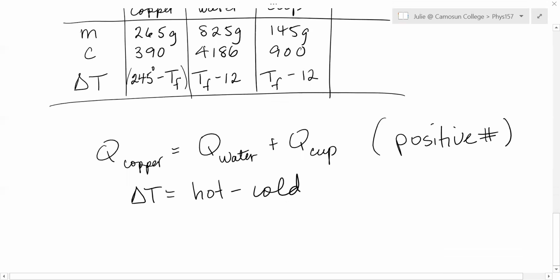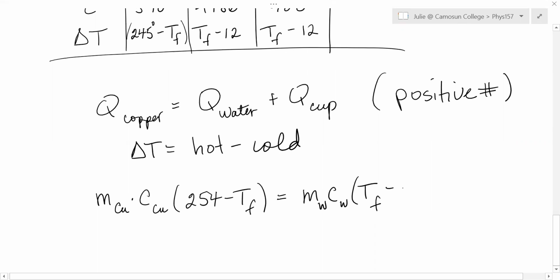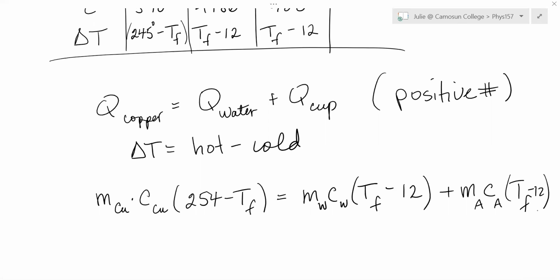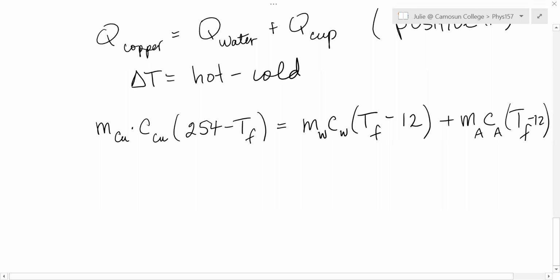So if I go down here, I'm going to get mass of copper, C of copper, times 245 minus TF. For water, mass of water, C of water, but this is TF minus 12. Plus mass of aluminum, C of aluminum, and TF minus 12. Now, before I put numbers in, because it gets kind of messy when you put numbers in, try to solve this for TF, and you'll see the symmetry and how these just fall out nicely, and TF becomes this positive number. So you have to multiply through the brackets everywhere here.